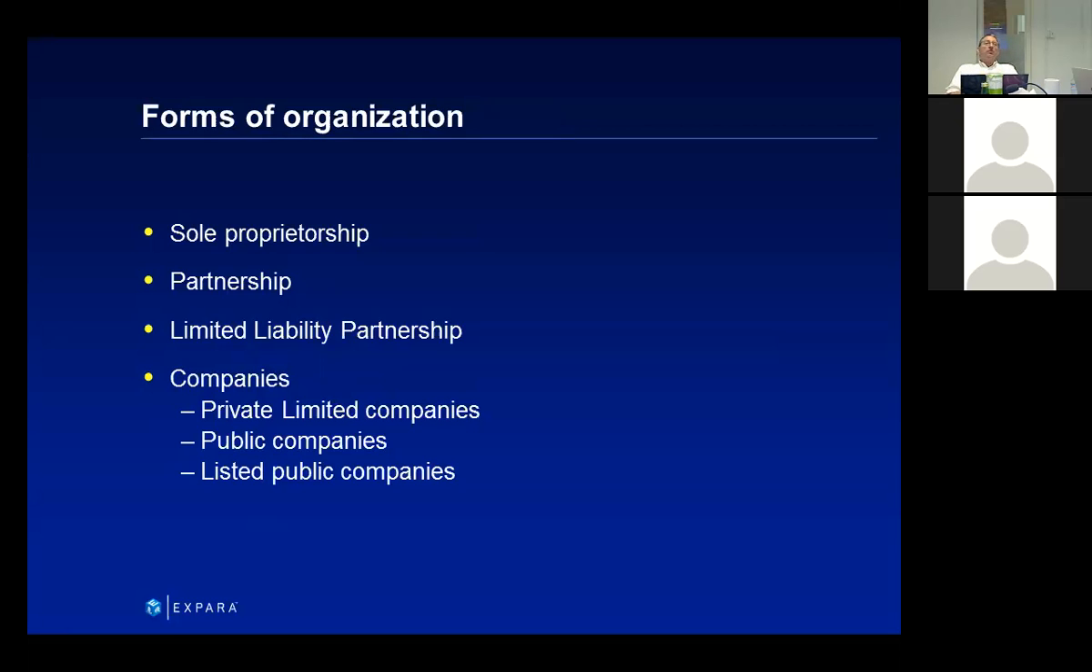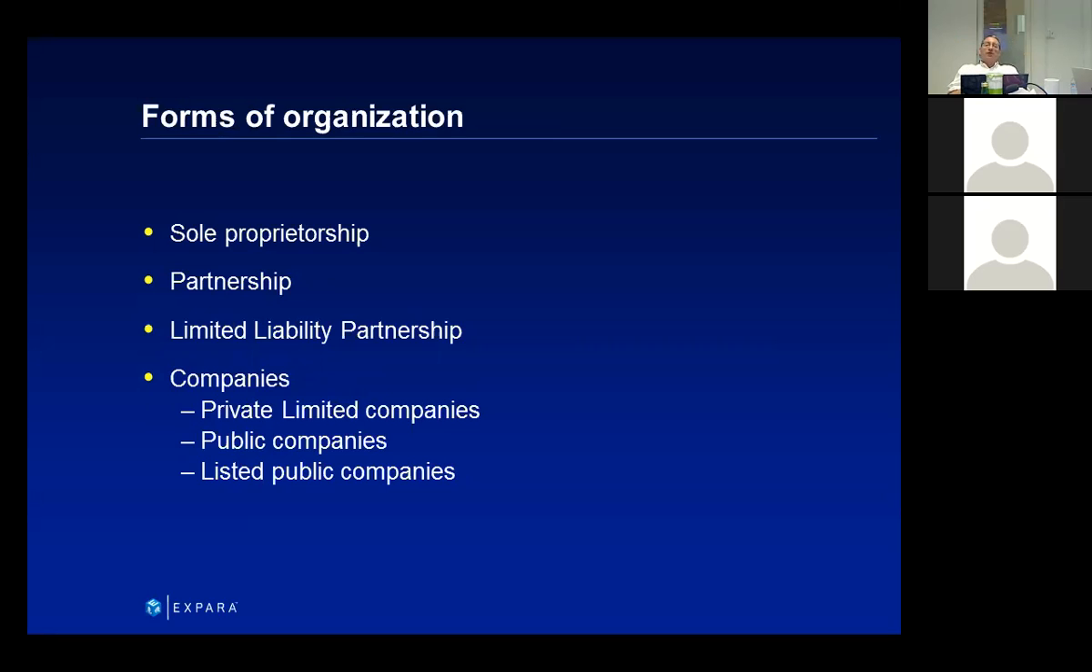In most jurisdictions, there are different forms of companies that you can set up. This list here is based basically on Singapore. So we have sole proprietorships, partnerships, and limited liability partnerships, which are all businesses. They're not companies. Under companies, we have private limited, public companies, and listed public companies. Now, what's the difference between a business and a company?